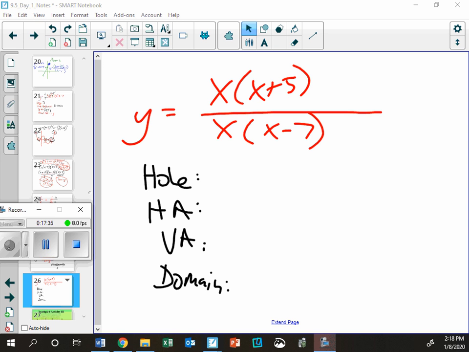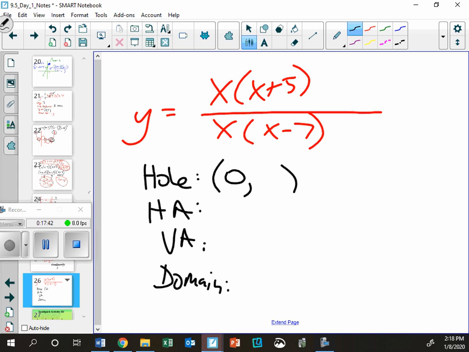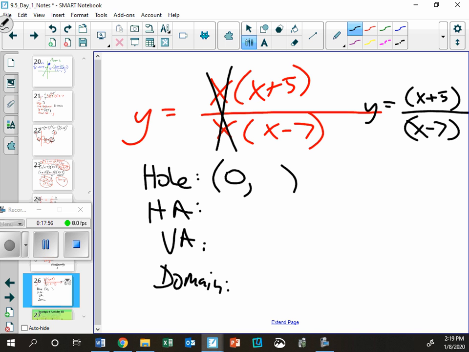Okay, so hole. You should have said there was a hole at 0, but if you just say 0, it's wrong. It's 0 comma something. That's one of the hardest parts. 0 comma what? Well, you simplify this and you write down the new answer, which is x plus 5 over x minus 7. No, it doesn't need those parentheses. You can have them or not. And then if I put the 0 in that, I end up realizing it's negative 5/7. That's rough, but yeah, you'll have to have that.